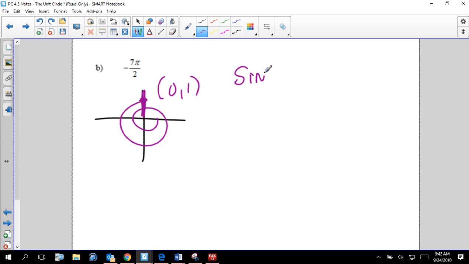Sine is y, right? Cosine, 0. Tangent is 1 over 0.